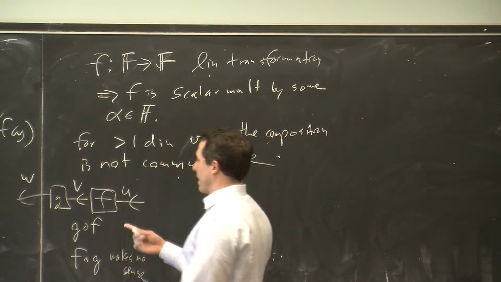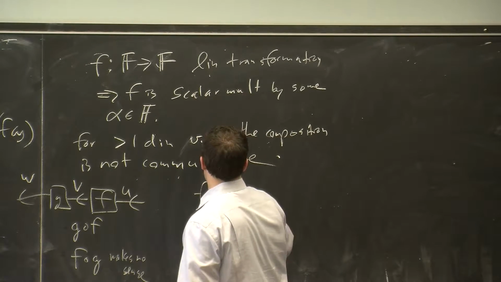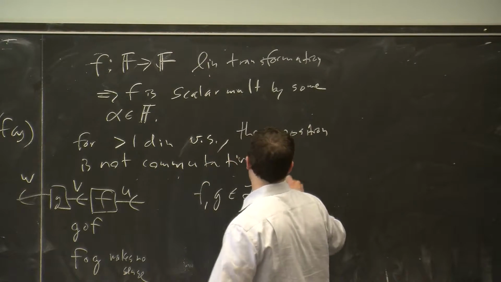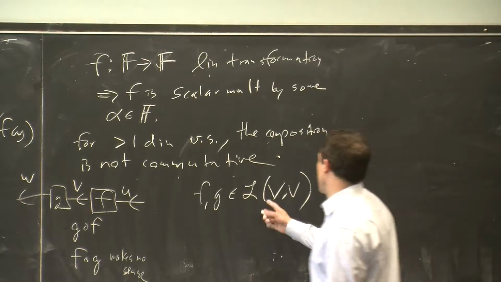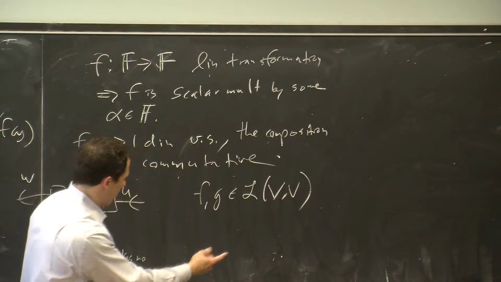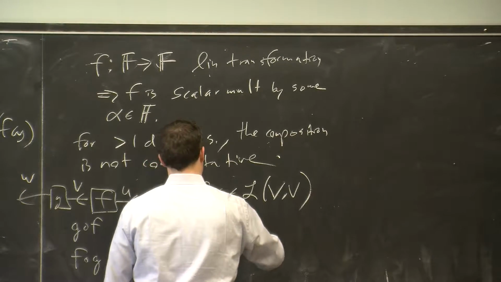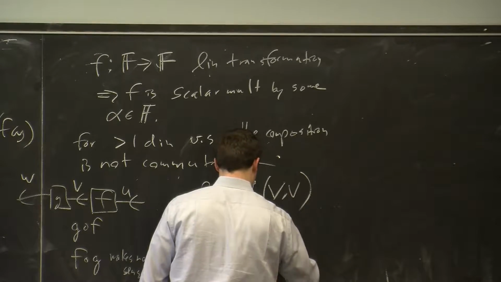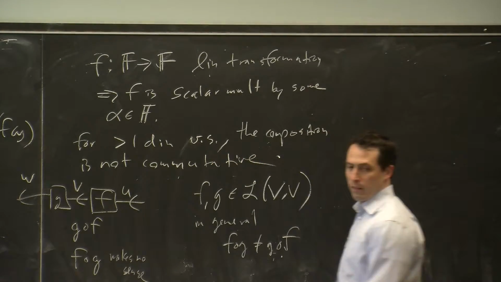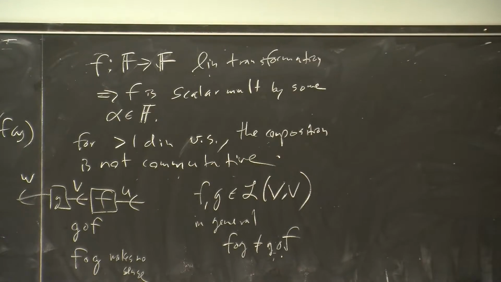But even when they do match up, suppose that F and G are both maps from a vector space to itself, it's possible that they commute, but in general, they don't. So this is sort of a non-commutative multiplication.